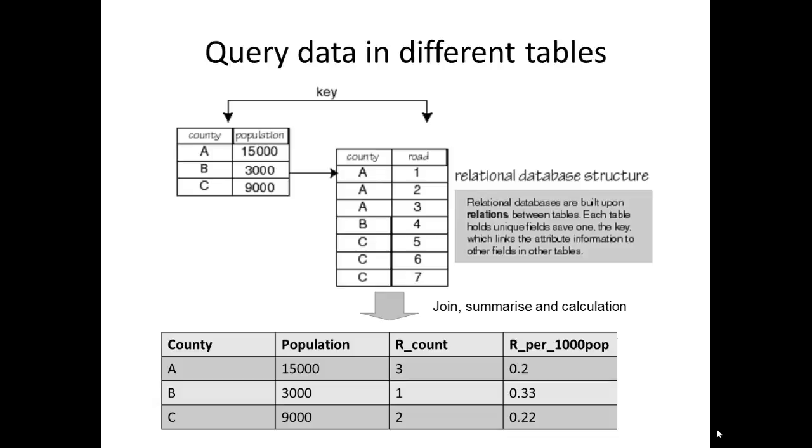We can count how many records there are, in this case there are 3 for A, so road count is 3, and then we can get the population from this table. We match them from the county ID to get the number of roads, and then we can divide the population by the number of roads within our field. So here we're combining information that's spread across 2 tables. That's the process of joining.